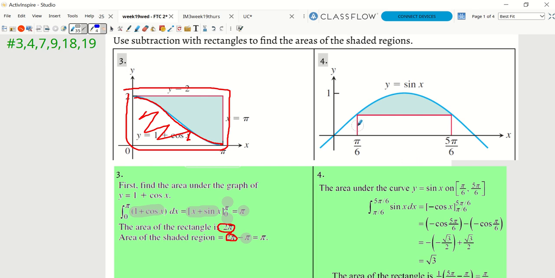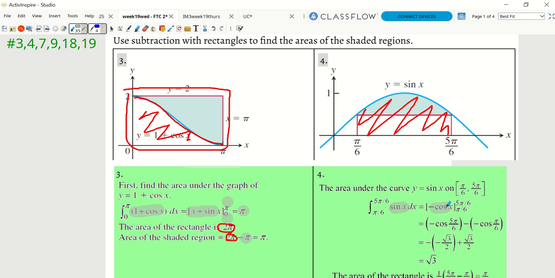Now here, for number 4, we're going to find the area of this shaded region. So basically, we are going to find the area under the curve from pi over 6 to 5 pi over 6, subtract the white zone, and that's going to give us the leftover blue zone. So I'm going to do the integral underneath this curve from pi over 6 to 5 pi over 6 of sine of x.